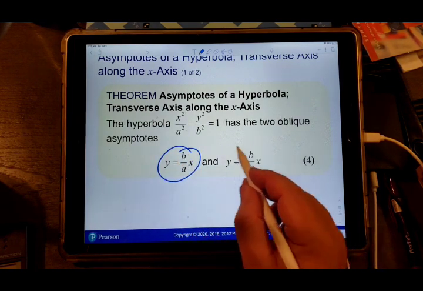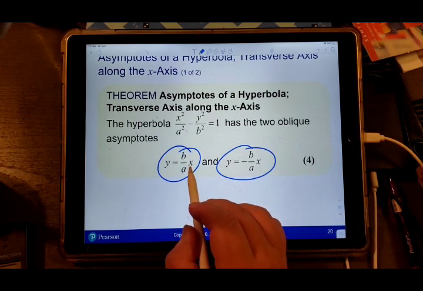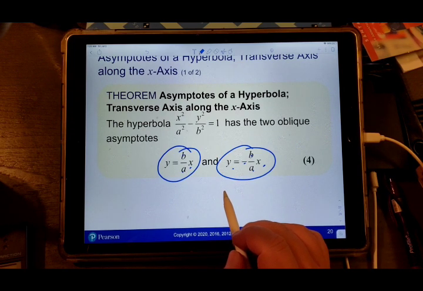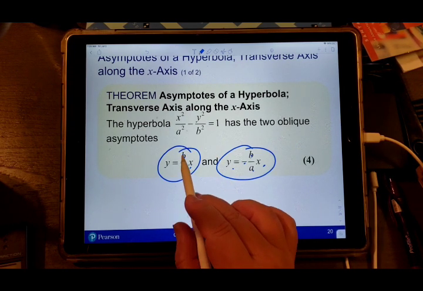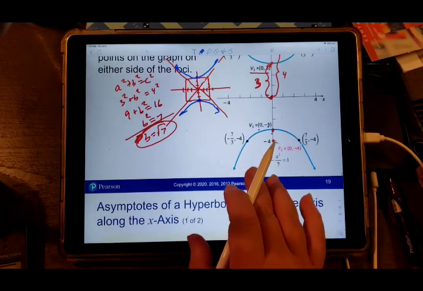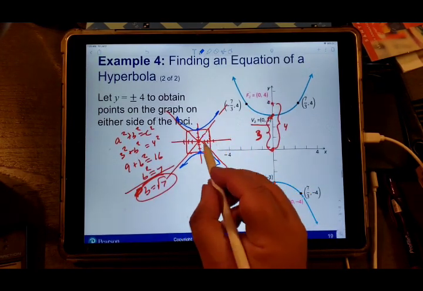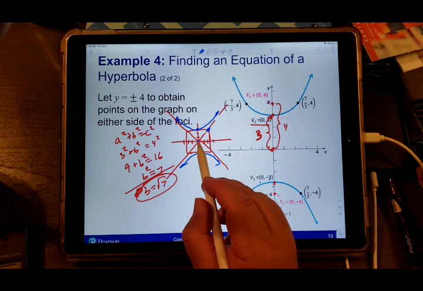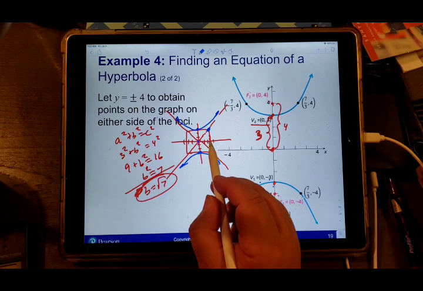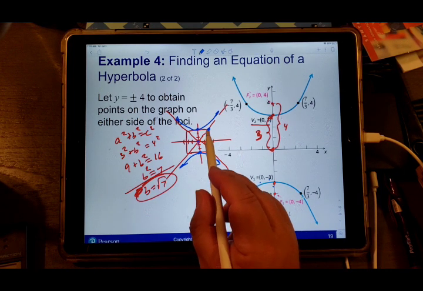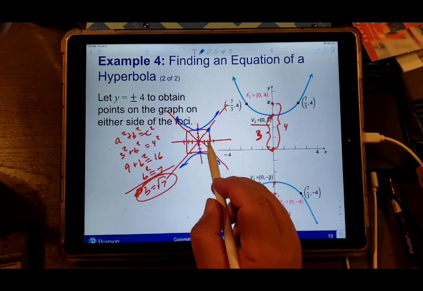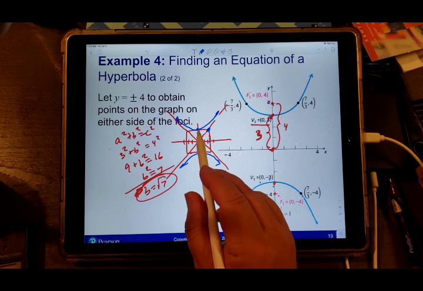Well, they are specifically y equals b over a x and y equals minus b over a x. That's what you get. Rise over the run, the b over the a. Remember how I went to this point right there? This distance was b, and the height was a. So the change in y over the change in x is what I should be saying.